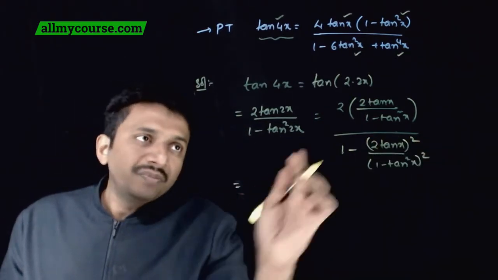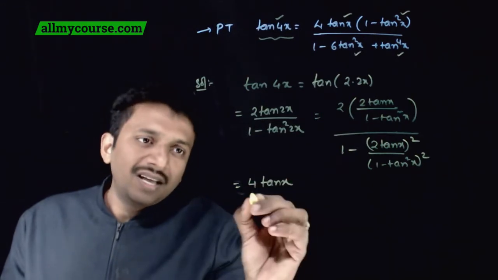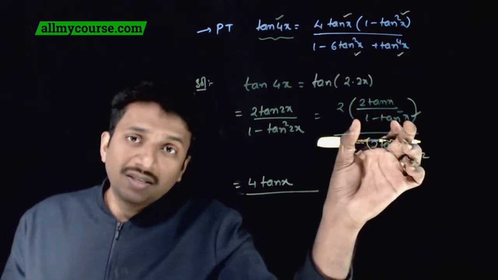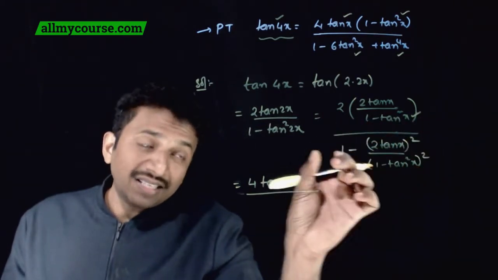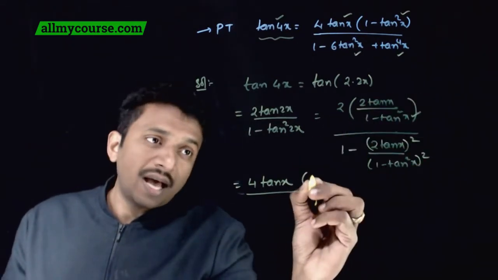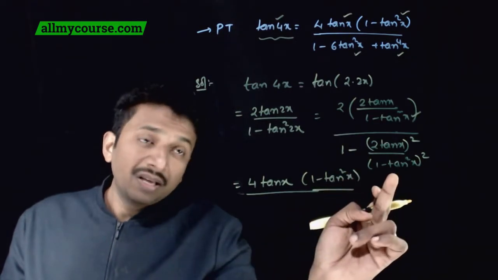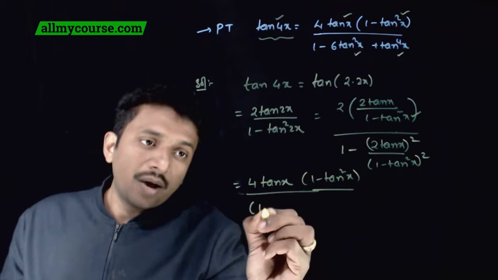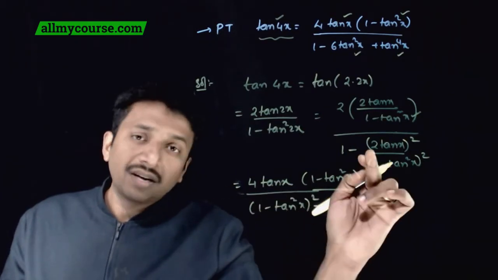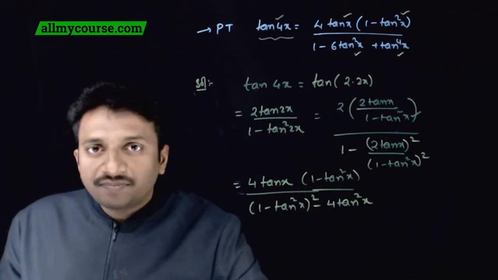So that is equal to, in the numerator you have 4 tan x. In the denominator, as you can see, you have 1 minus tan square x in the denominator here. If you take LCM, you have 1 minus tan square x whole square. So this whole square goes up. So you have 1 minus tan square x going up, divided by, if you take the LCM here, you get 1 minus tan square x whole square minus 2 tan x whole square, which is 4 tan square x.